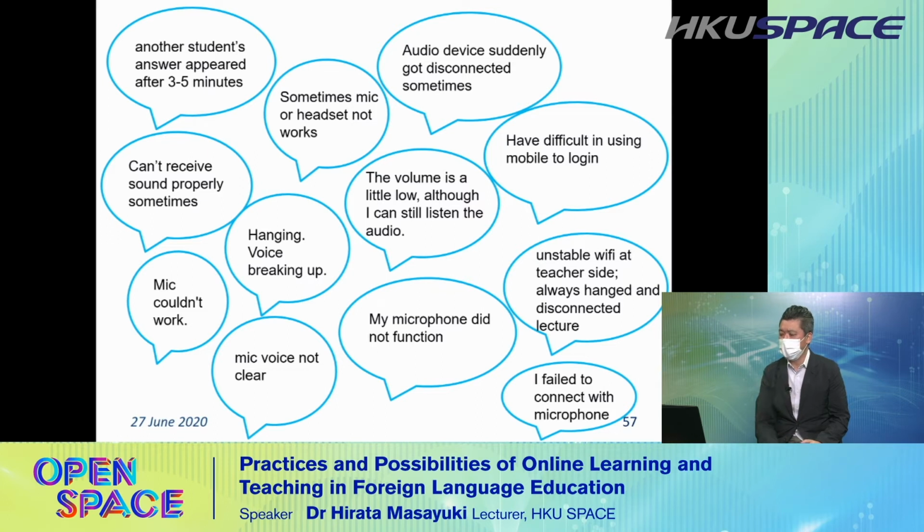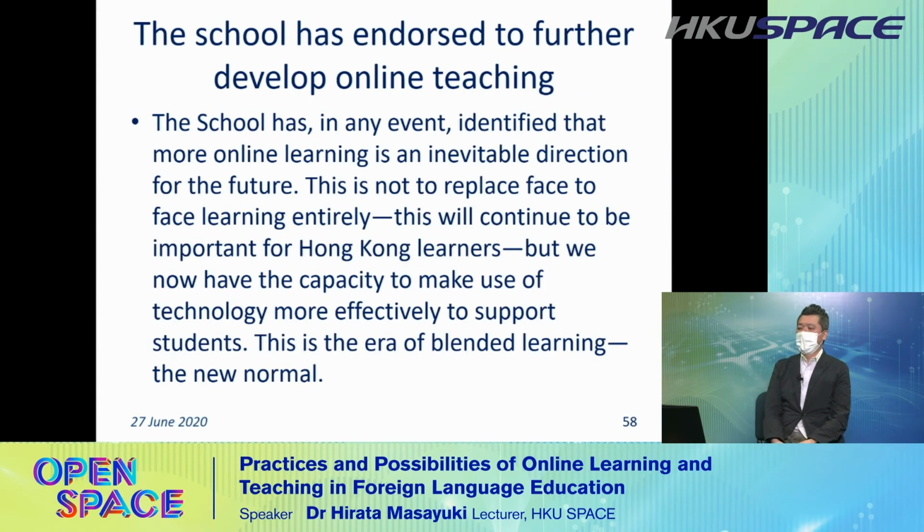If we want to go further with online, these are also matters concerning the school. The school has endorsed further developing online teaching. This is one of the documents we got. The school has identified that more online learning is an inevitable direction for the future. This is not to replace face-to-face learning entirely, which will continue to be important for Hong Kong learners. But we now have the capacity to make use of technology more effectively to support students. This is the era of blended learning and the new normal. So we clearly need to address some of these technical problems we experienced during these 15 weeks.